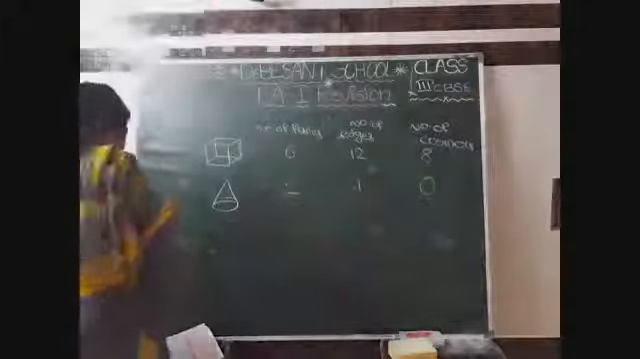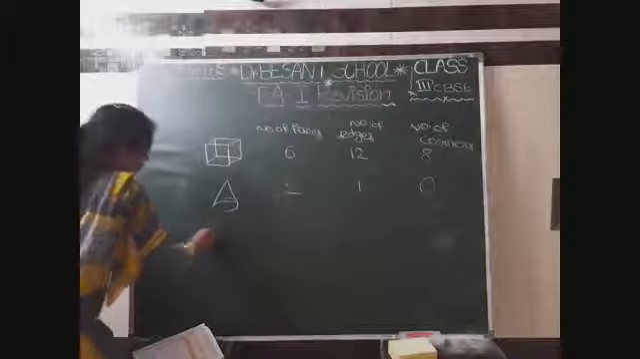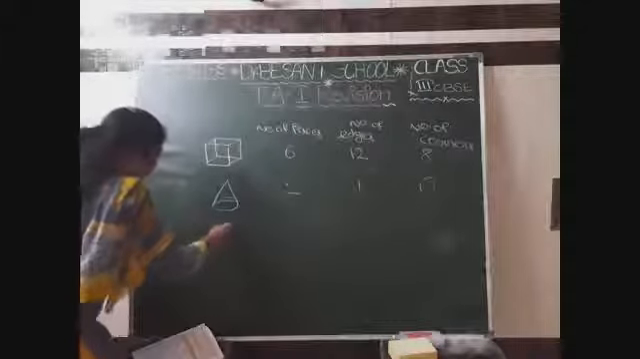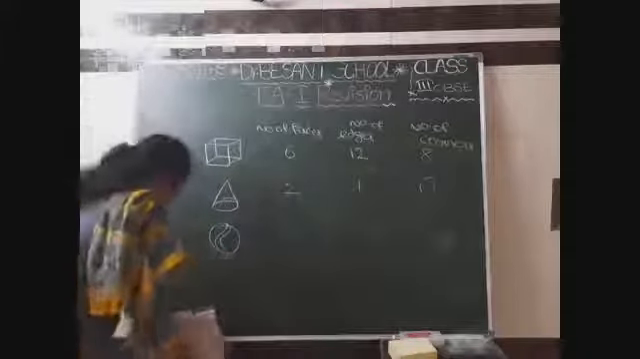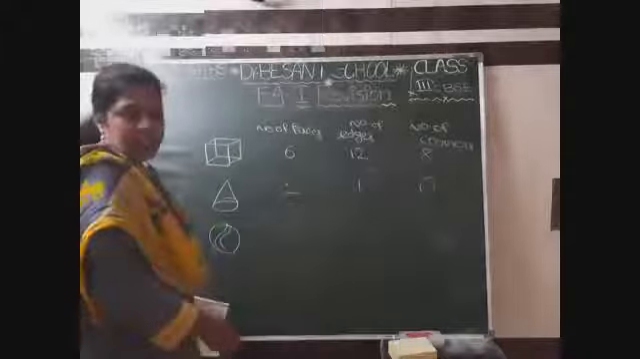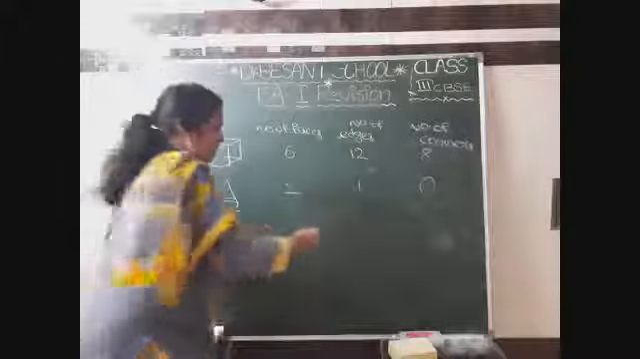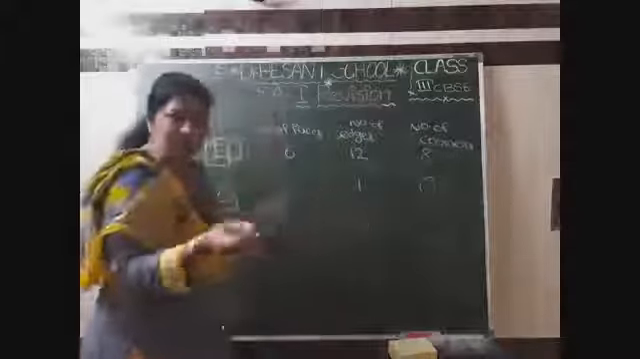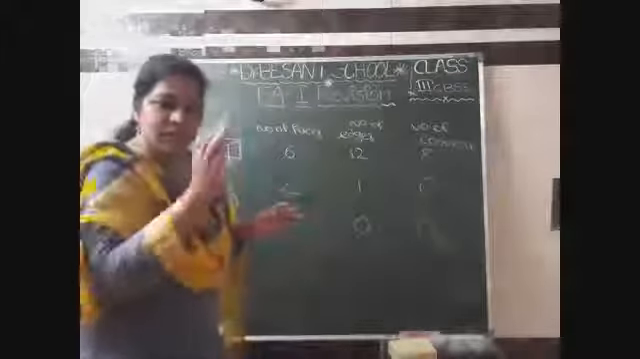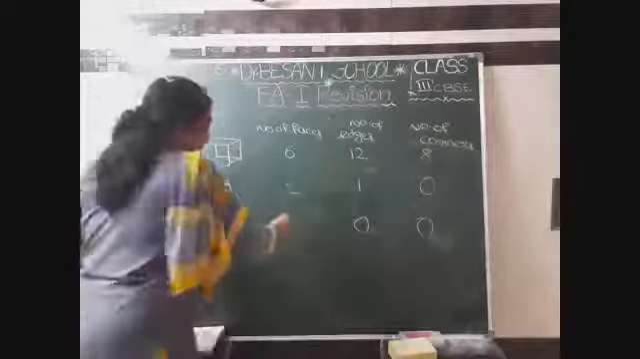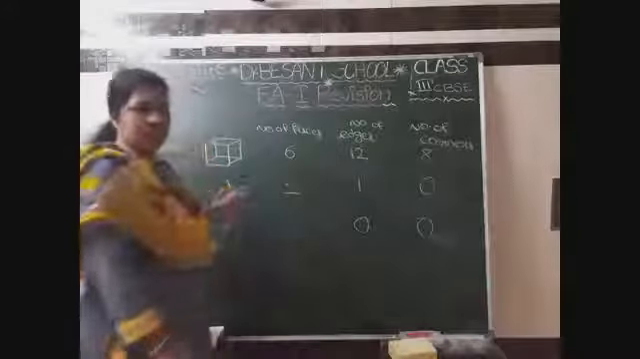Now coming to the sphere, children. See, the sphere is a fully round shape only. Are there any edges? No, so 0. Are there any corners? No, so 0. The sphere is fully formed by only one face. That's why the number of faces is 1.